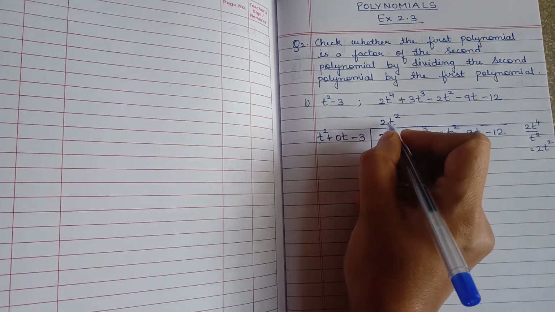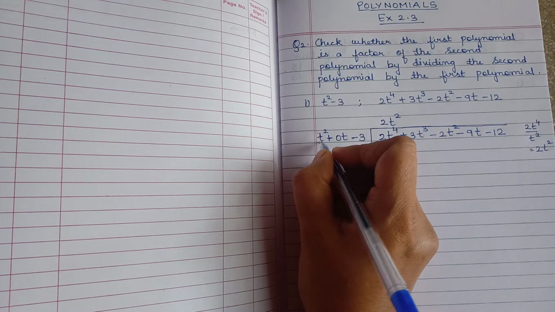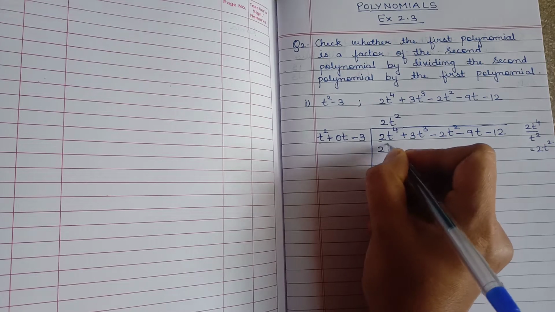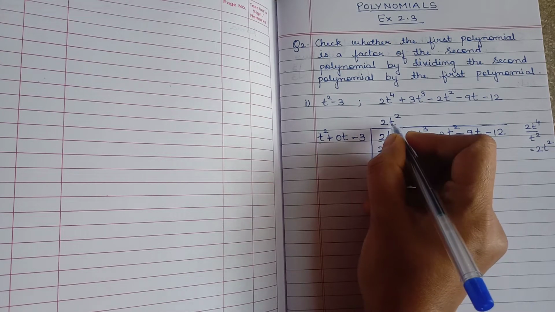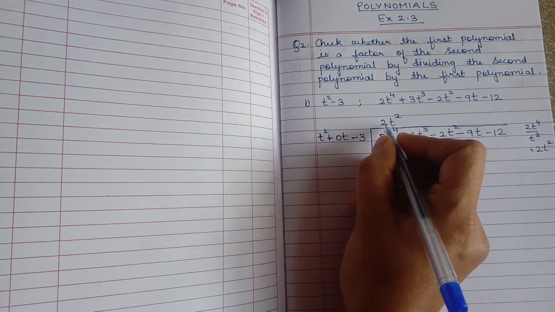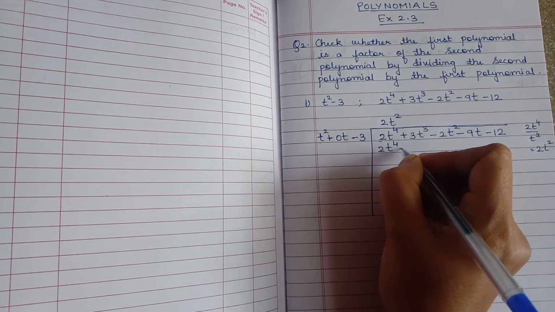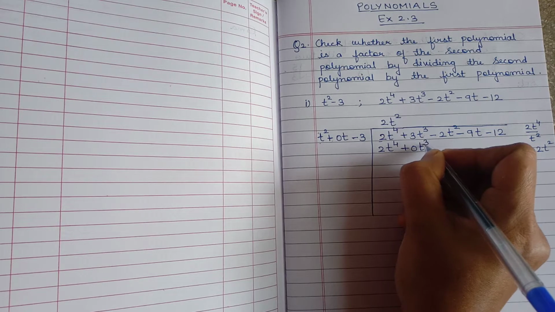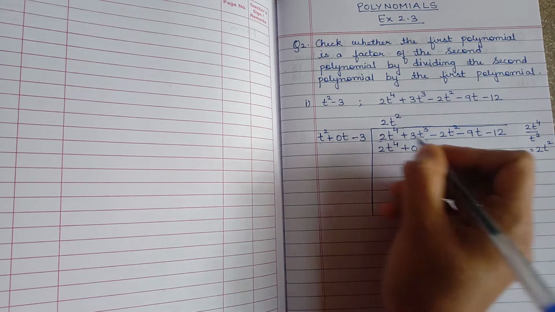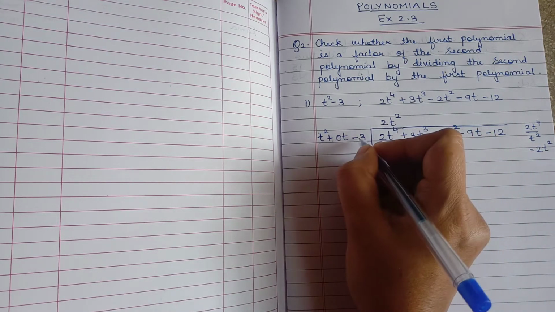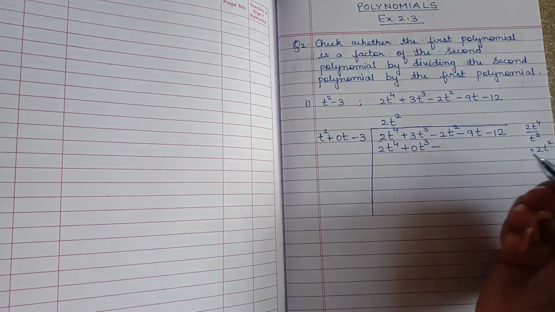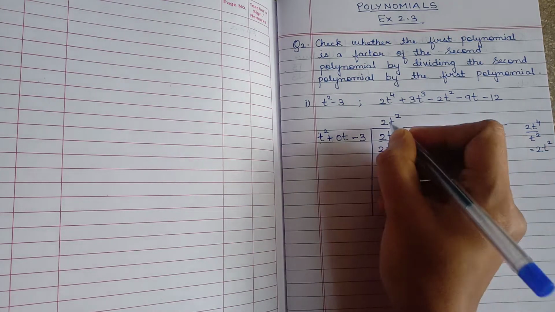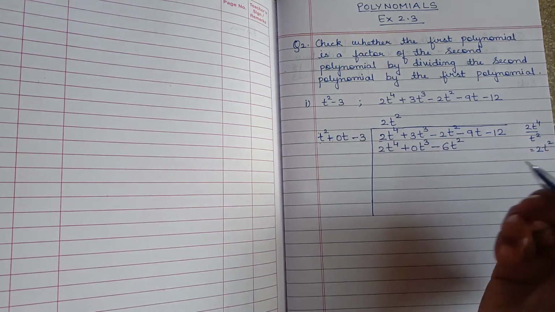Now the next step is to multiply. 2t^2 into t^2, you get 2t^4. Then multiply with the next term: 2 into 0 is 0, t^2 into t is t^3. Then next, here it is plus, here it is minus. Plus into minus, write minus. 2 into 3 is 6, and t^2.